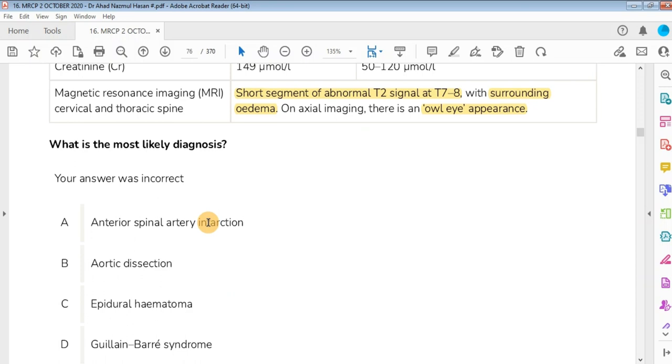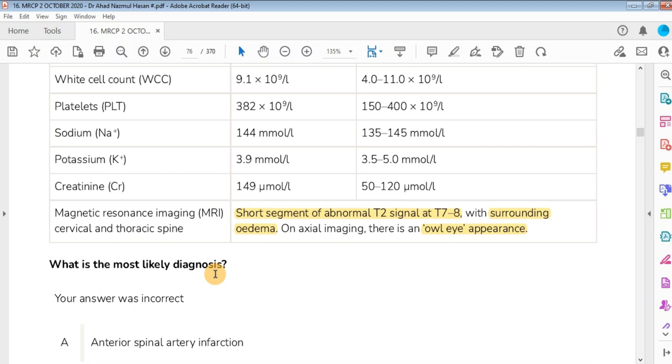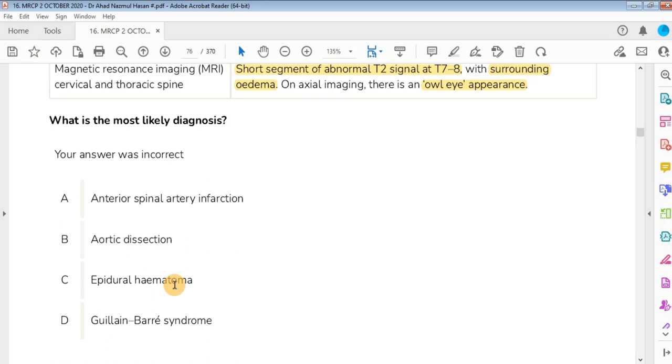Can it be epidural hematoma? Epidural hematoma is usually seen following epidural anesthesia or in case of lumbar trauma. So there is no such history here.